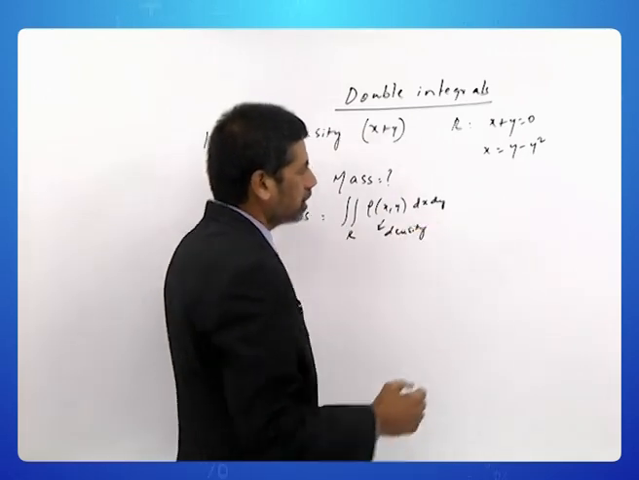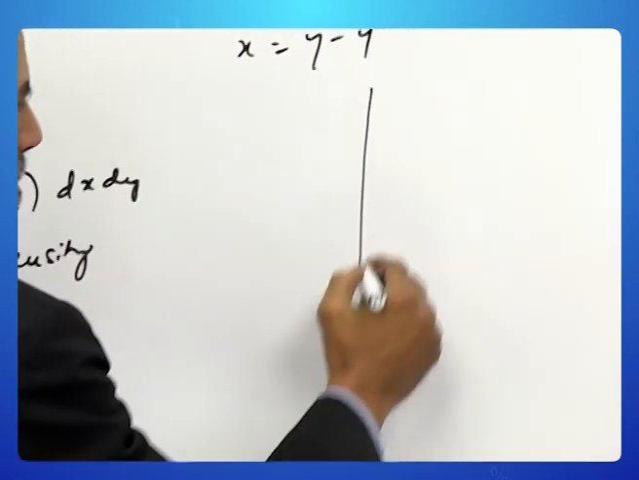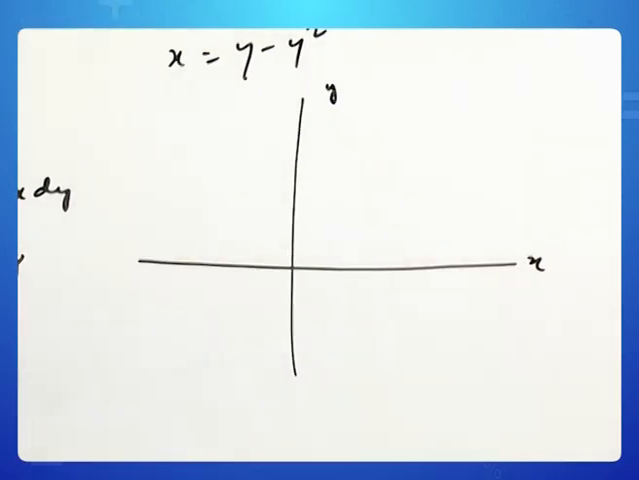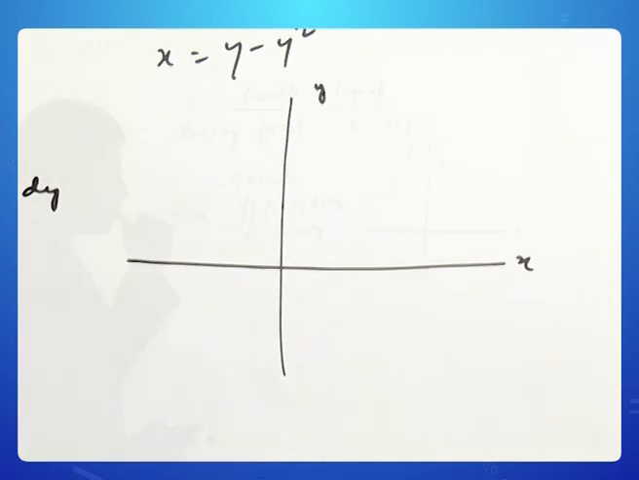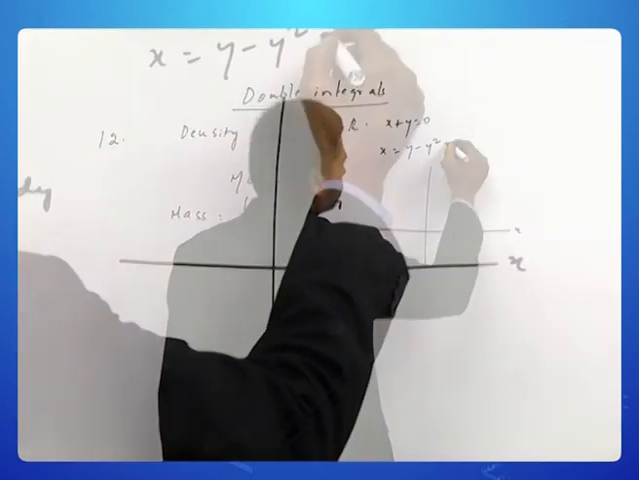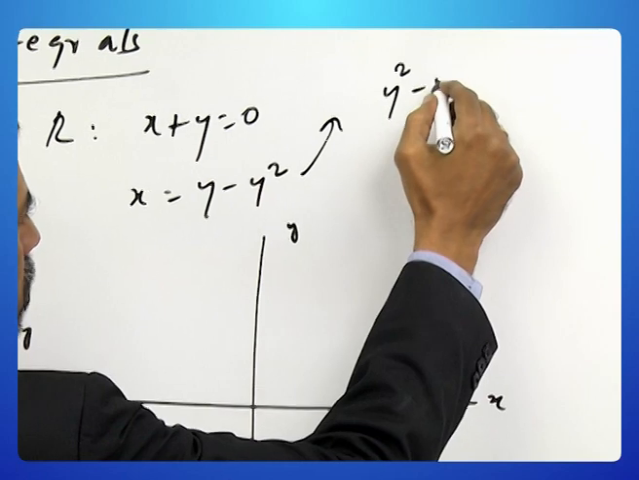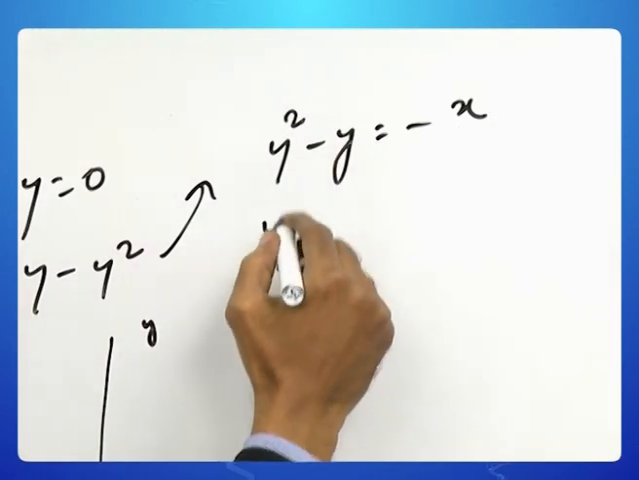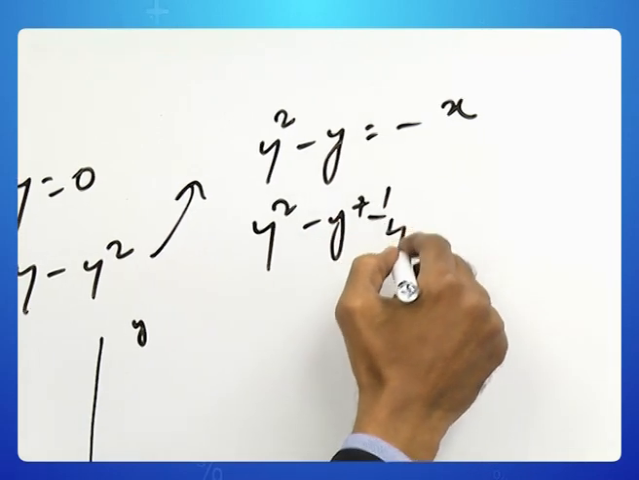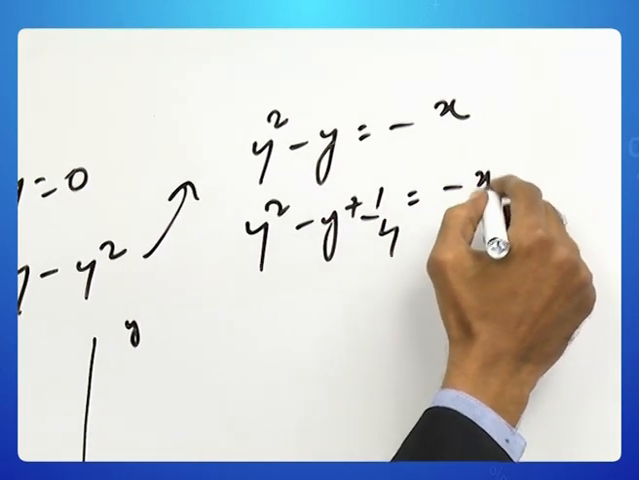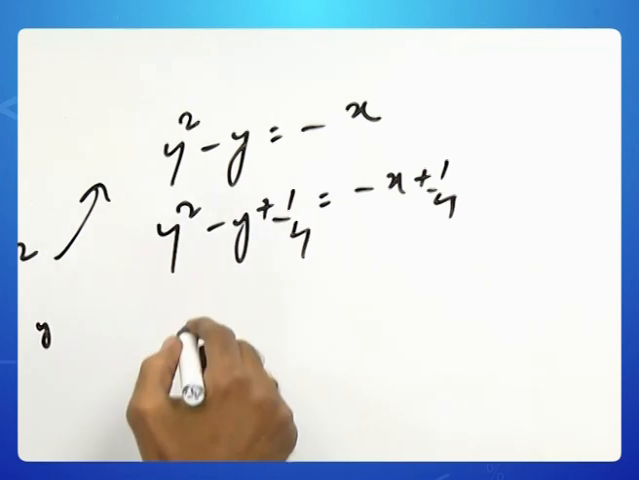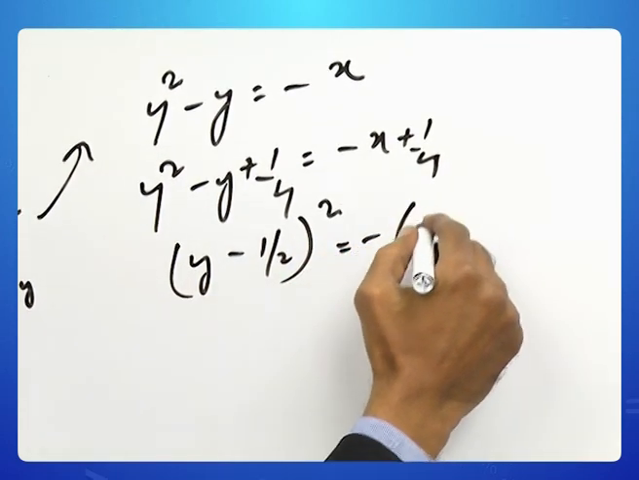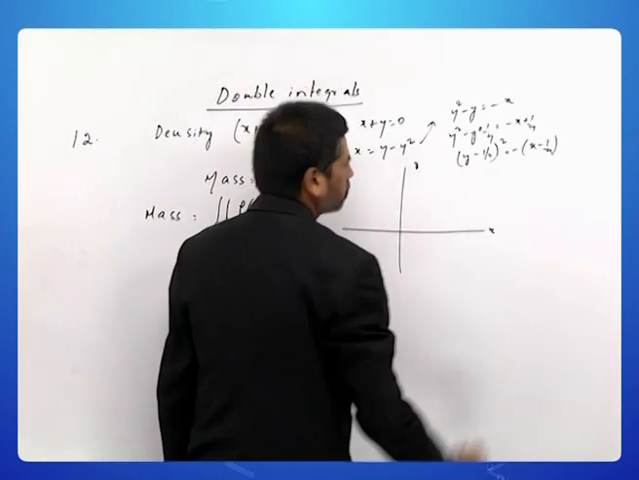Now let's look at the region. The region consists of a straight line and a parabola. Let's first look at the parabola. We can write this as y squared minus y is equal to minus x. y squared minus y plus 1/4 is equal to minus x plus 1/4. So this is (y minus 1/2) whole squared is equal to minus of (x minus 1/4).